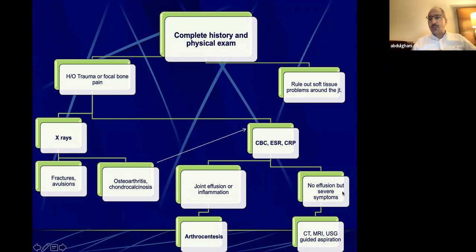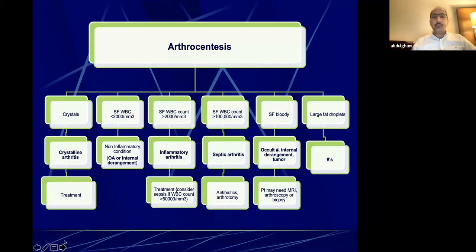If there is no effusion but giant pain, severe symptoms, ask for CT, MRI, or ultrasonography, routinely ultrasonography, particularly for the deeper joint, but MRI is quite helpful as well. So this is a brief algorithm when you talk of arthrocentesis, because this is a very important investigation. So, as far as septic arthritis is concerned, you have to examine for crystals, and if there is a crystalline arthritis, obviously you treat it with anti-inflammatory and strong painkillers.